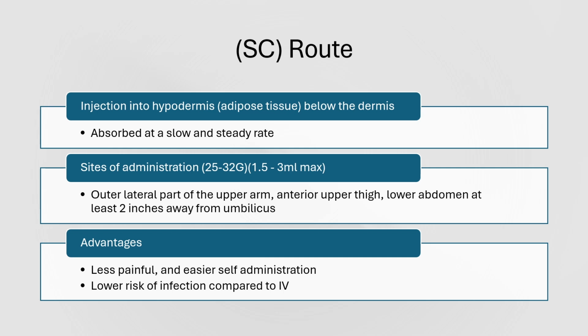We want to avoid the umbilicus and its surrounding area because it has less reliable blood flow and contains dense connective tissue, which both contribute to impaired drug absorption and cause discomfort for the patient. The gauges recommended for subcutaneous injections are 25 to 32 gauge, and a total single volume administered at once should not exceed 1.5 mL to 3 mL.